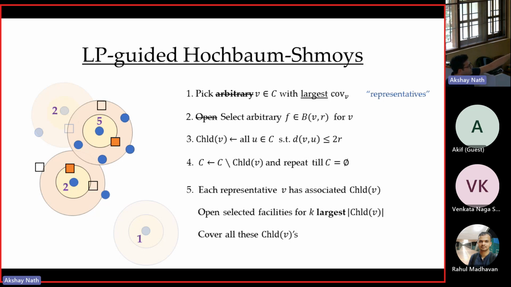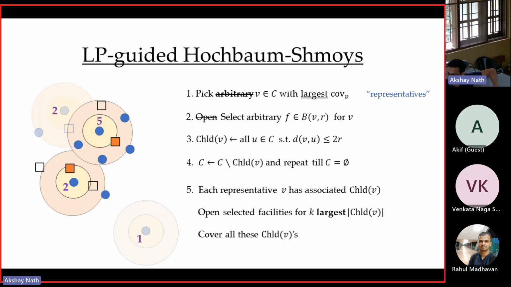So there are a bunch of numbers here. So K is 2 in this example. So 5, 2, 2, 1. 5 and 2 are the largest. I could have chosen that 2 as well. And I open the respective selected facilities. And whoever these children are, that's my set T. I cover these things. That's the algorithm.